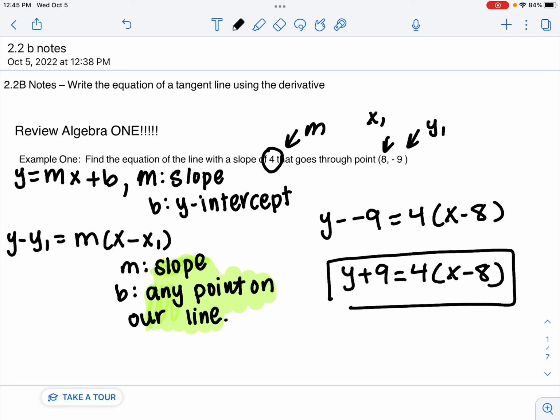You could also use y equals mx plus b. That's fine if you like to do more work. But for the purposes of all the problems we're about to do, writing the equation of a tangent line using the derivative, it is so much quicker to use point slope form. So I would encourage you guys to start getting comfortable with that.